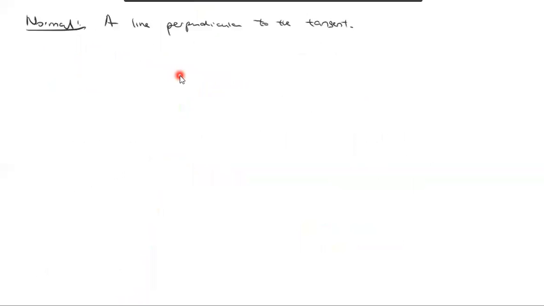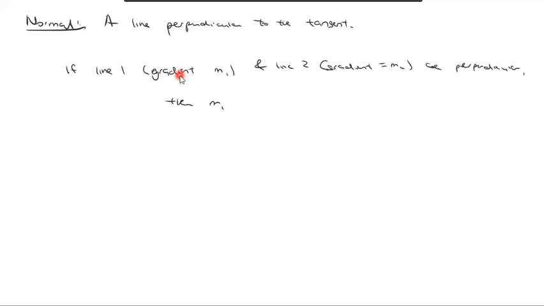So if you guys don't know, and if you do, well, great. In general, if line 1 with gradient m1 and line 2 with gradient m2 are perpendicular, then m1 times m2 equals -1, or alternatively, m2 equals -1 over m1. Same thing. So we will use this knowledge that you've got from previous years to good effect here.